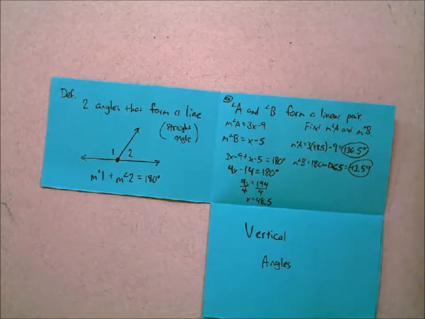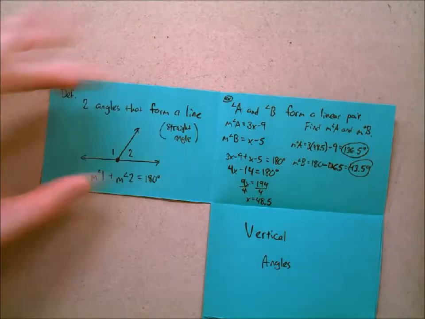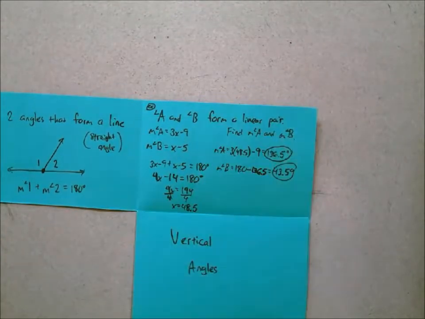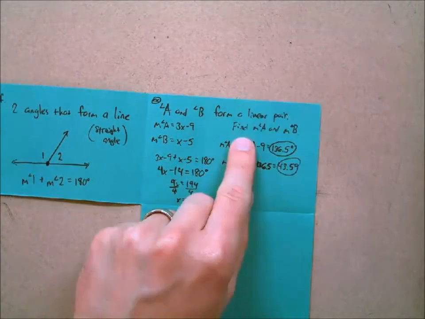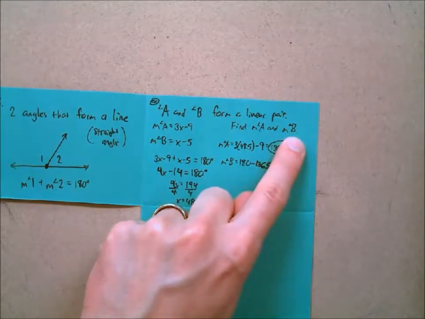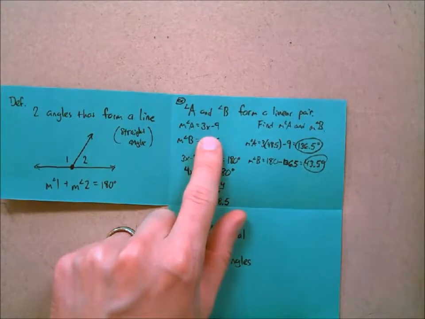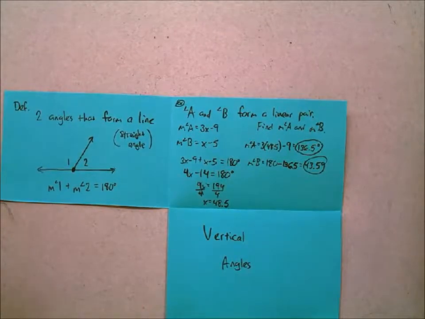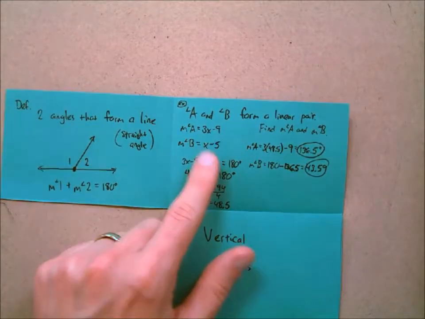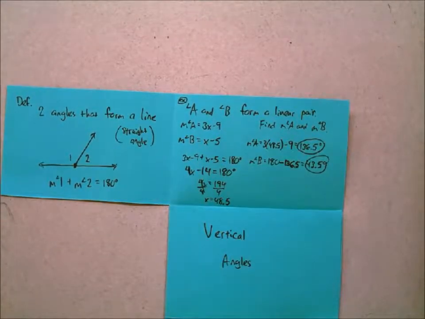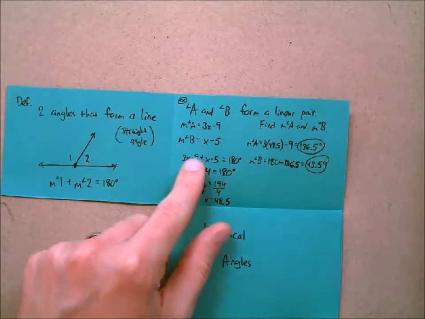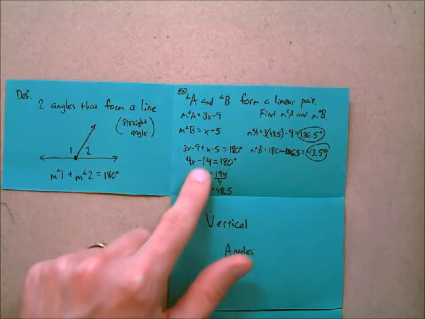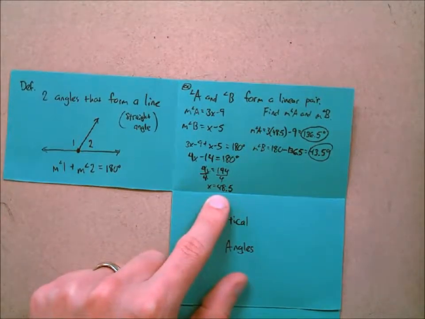For an example of this in action, we can start with something like this, where angle A and angle B form a linear pair. We're asked to find the measure of angle A and the measure of angle B, given that the measure of angle A is 3x minus 9 and the measure of angle B is x minus 5. So how can we relate these two things? If they're a linear pair, those 2 angles have to add up to 180 degrees. So we set up our equation: 3x minus 9 plus x minus 5 equals 180 degrees. Combine like terms, solve for x, and you get x is 48.5.